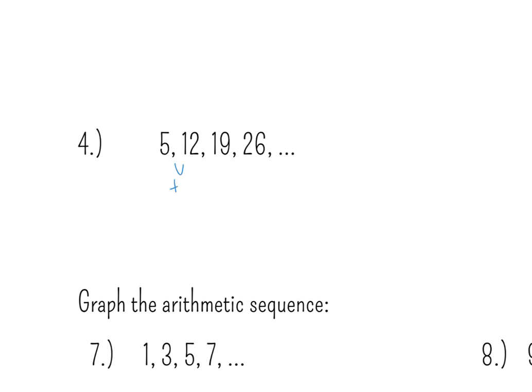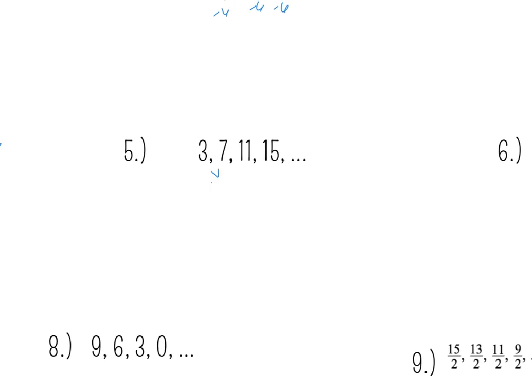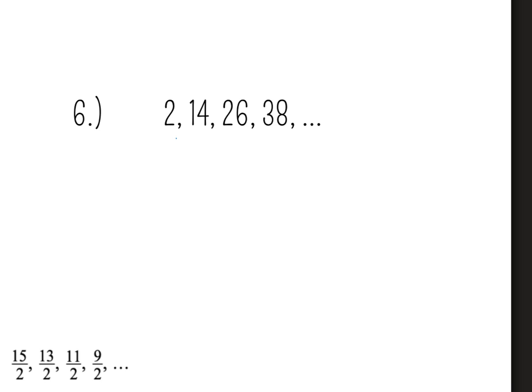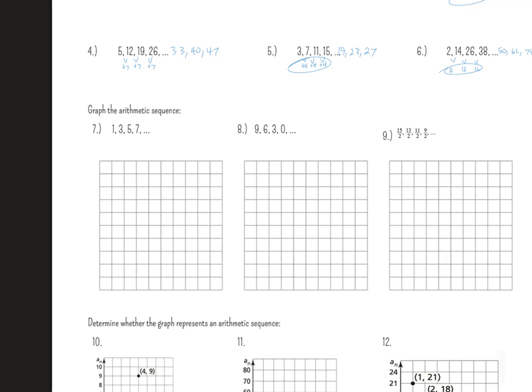We are doing plus 7, plus 7, plus 7. So we get 33, 40, and 47. For number 5, we're adding 4 each time. That's our pattern. We have 19, 23, and 27. We are adding 12 each time. That's the pattern. We get 50, 62, 74. So if you're like, that seems real easy, well, that's fine.